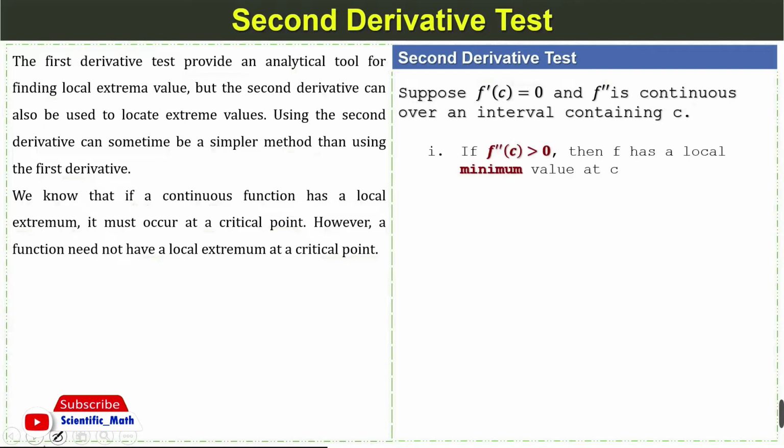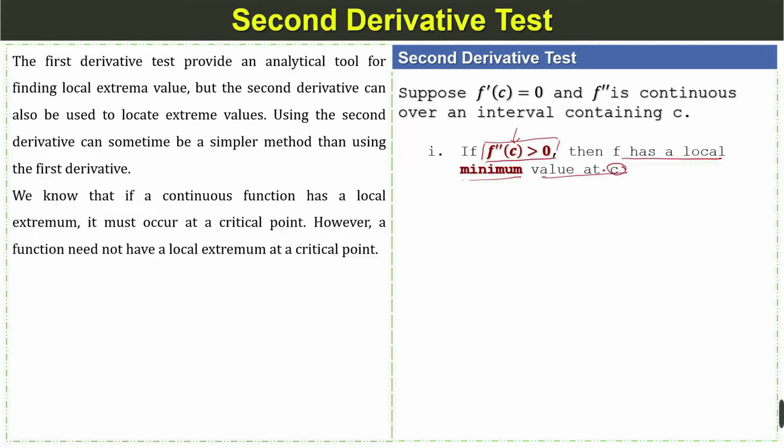First point: if the second derivative of the function at c is greater than 0, then the function has a local minimum value at this critical point c. Second point: if the second derivative of the function at this point c is less than 0, then the function has a local maximum value at c.